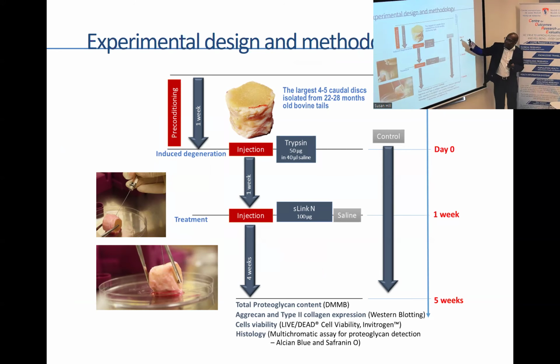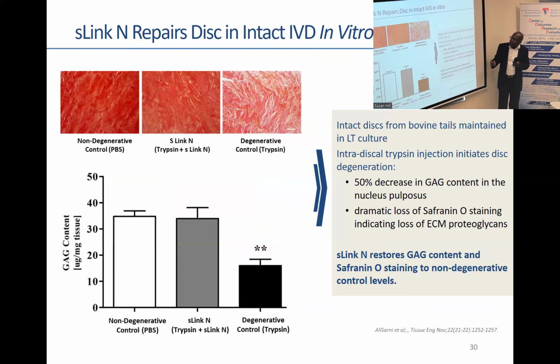does it work? So we took these bovine tails, and we treat them with trypsin in order to degenerate them. And then we inject them with short lincoln. And then after 5 weeks, we analyze to see if that is working. And so what we saw is that, as you can see here, once you use the short lincoln and you compare, it does have activity, and you can compare with the long lincoln, and that's where the activity is.